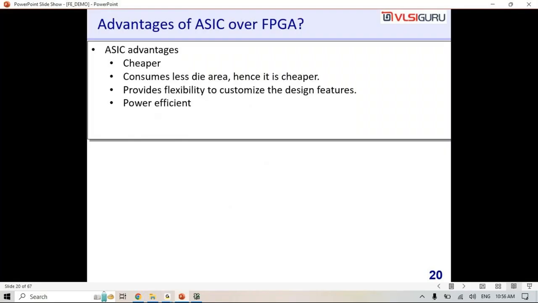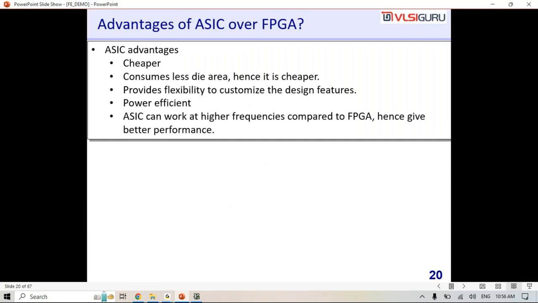Power efficient. ASIC can work at higher frequencies compared to FPGA, hence gives better performance. For example, a container house is there. Just an example. Can I keep a 4,000 liter tank on top of that? It will collapse because of that weight. So there will be some limitations on how much you can use that container house. Whereas in ASIC, since you are developing from scratch specific to your requirement, it can be customized, it can even work at higher frequencies compared to FPGA. Hence it gives better performance.